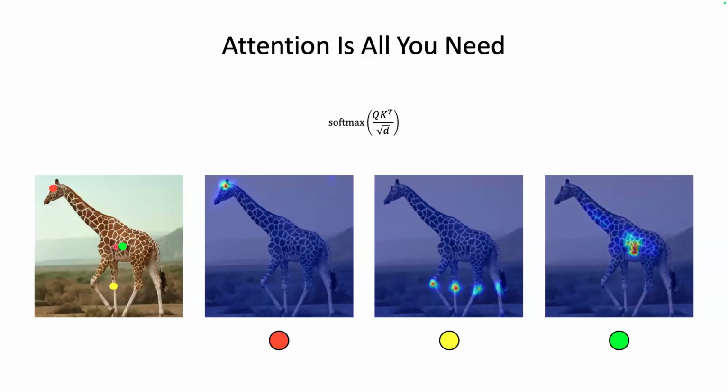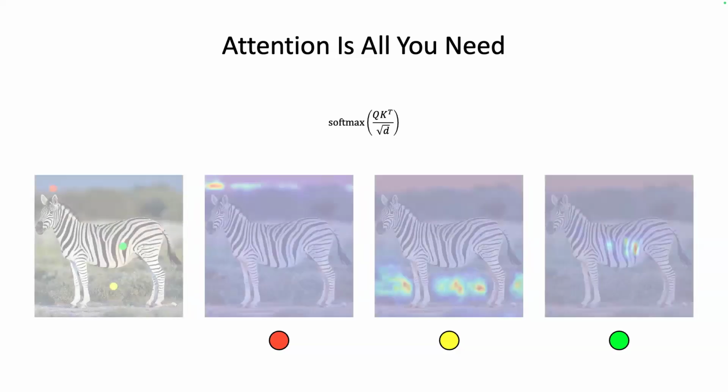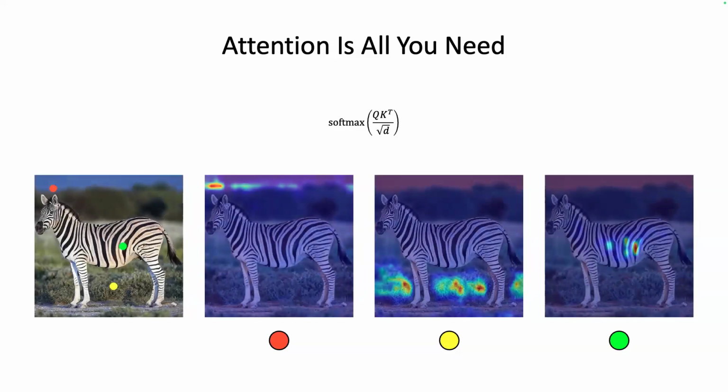And again, we can look at the green point, and not very surprisingly, we get attention to the body of the giraffe. And we can take the same points and also look for this example of the zebra. So this time, the yellow point, for example, falls on the grass. So we get attention to the grass.